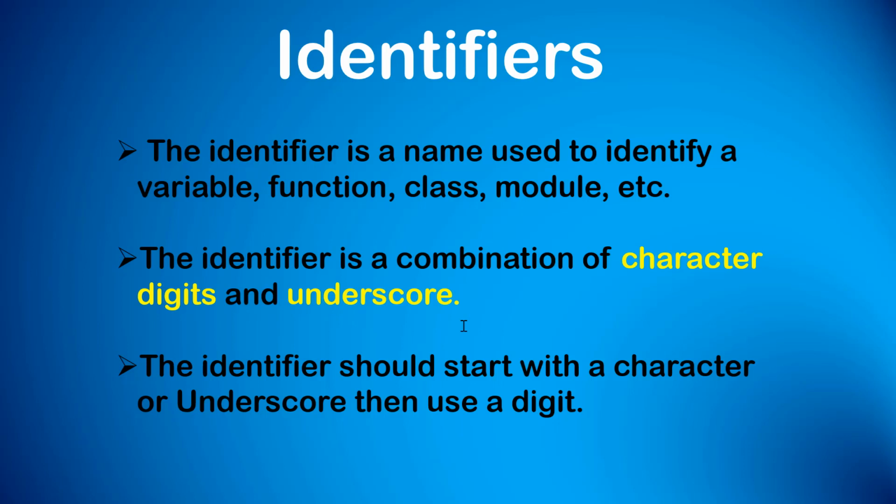An identifier should always start with a character or underscore. We cannot start with a digit. That is the rule in Python. You cannot start an identifier name with a digit.